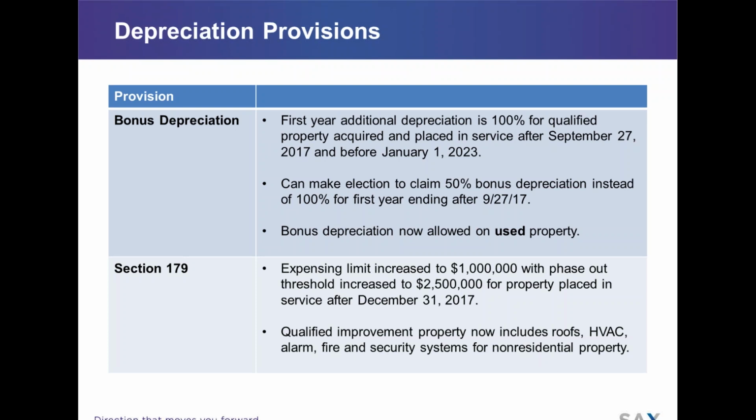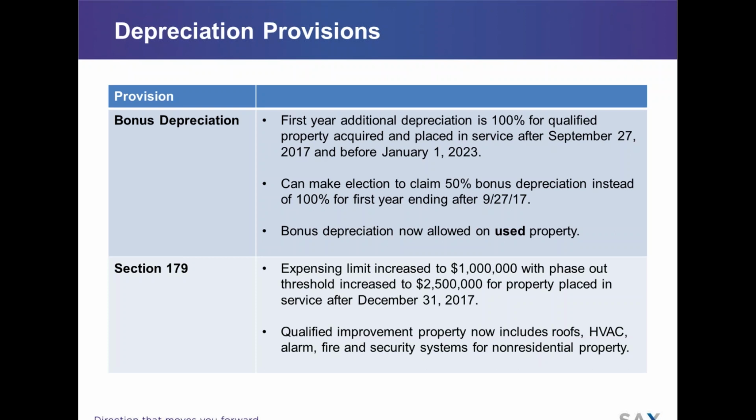You can make an election to go back to the old rules and only take 50% bonus depreciation for property purchased after 9/27/17. And now the new law also allows you to take bonus on used property. Prior law only allowed us to take bonus on new property where the original use started with the taxpayer.